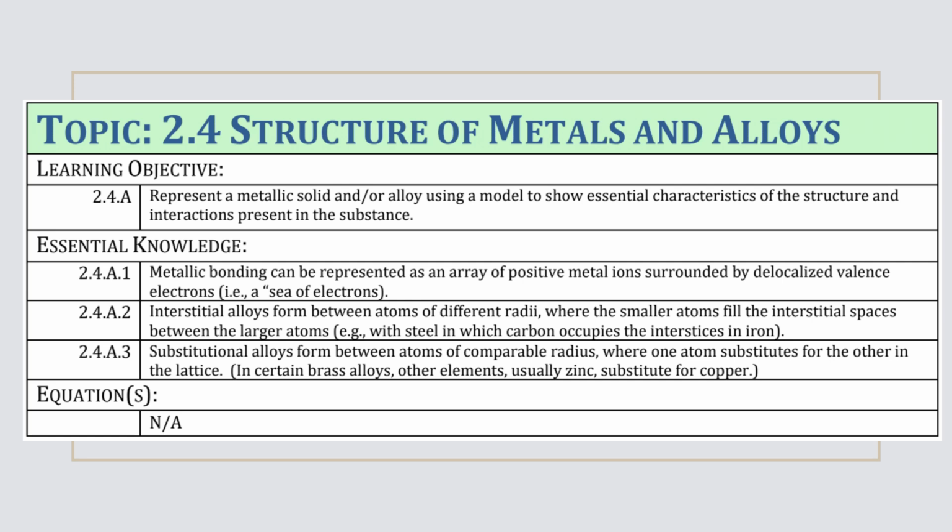A couple of essential knowledges that we need to always be mindful of. Metallic bonding can be represented as an array of positive metal ions surrounded by delocalized valence electrons. Interstitial alloys form between two atoms of different radii where the smaller atoms fill the interstitial. Well, we're going to talk about that in a little bit. So, two types of alloys we're going to talk about: interstitial and substitutional.